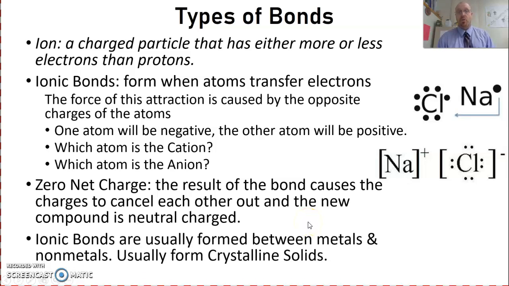Ionic bonds are usually formed between metals and nonmetals, and they usually form crystalline solids. Think about your salt. It is a crystalline solid.